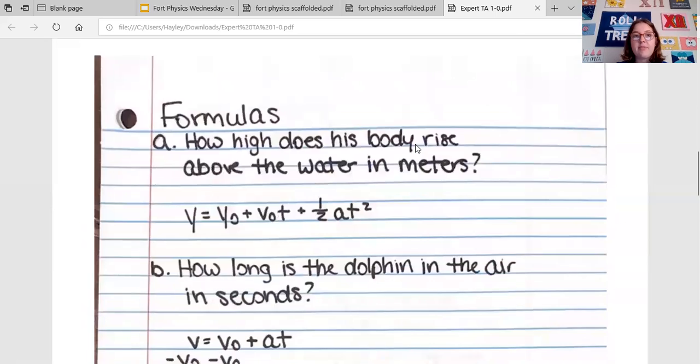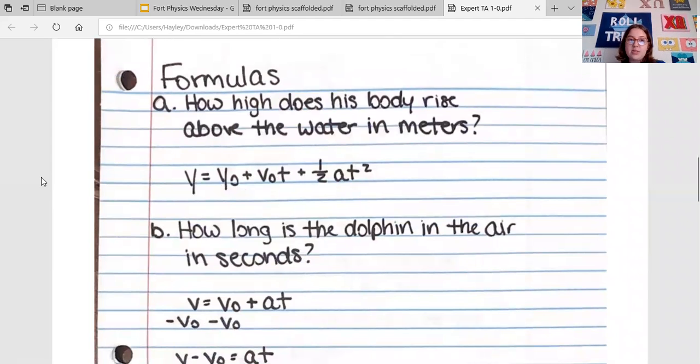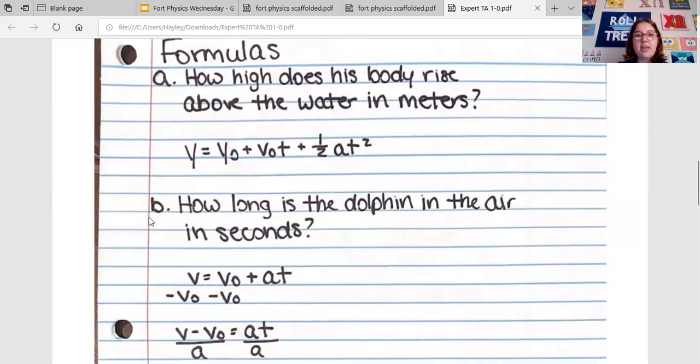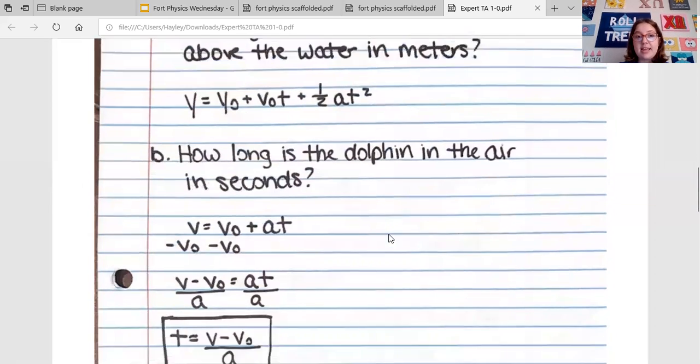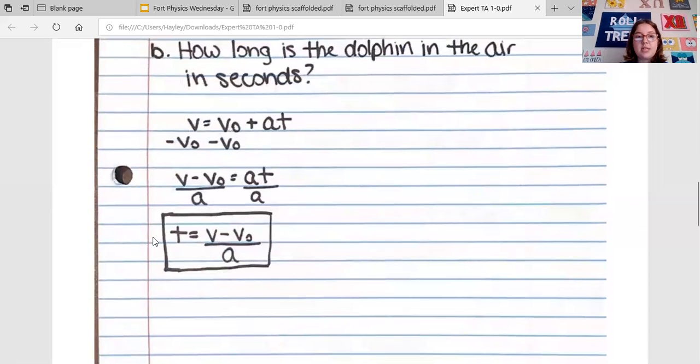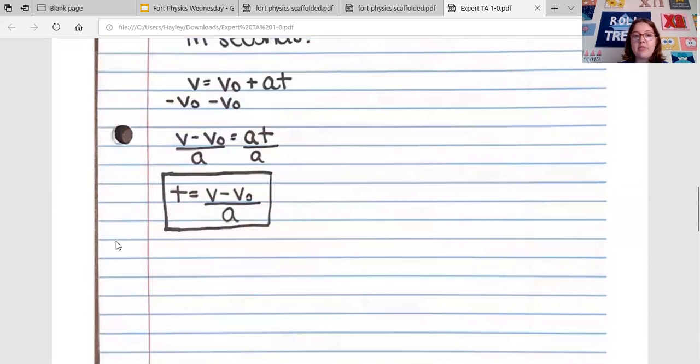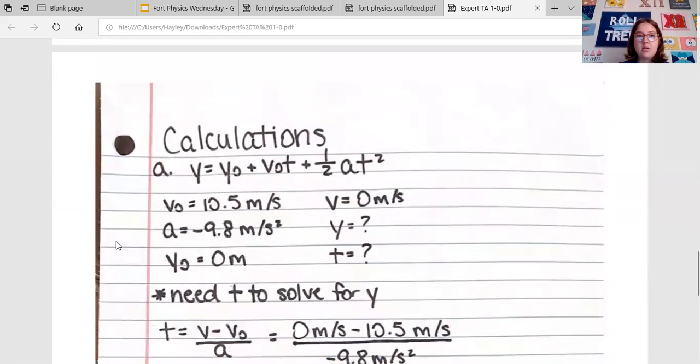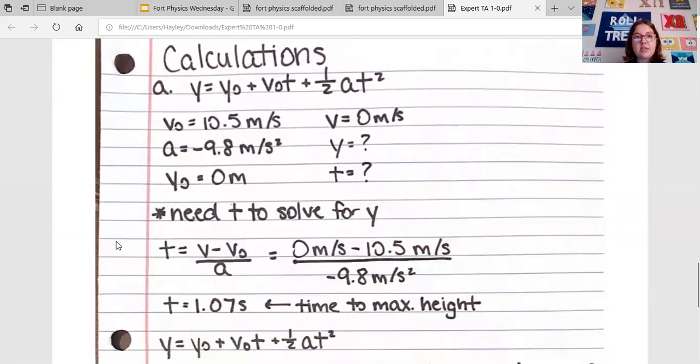Now that we have the picture, we can look at the formulas that use these variables. For part A, we're looking at how high the body rises above the water, which is y. So we can use the equation y equals y naught plus v naught times t plus 1/2 a t squared. And for part B, we're looking for how long the dolphin is in the air in seconds. So we can use the equation v equals v naught plus a t and rearrange it to solve for t, which ends up being t equals v minus v naught divided by a.